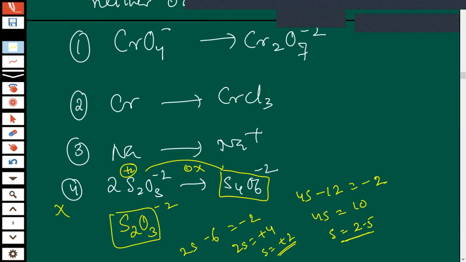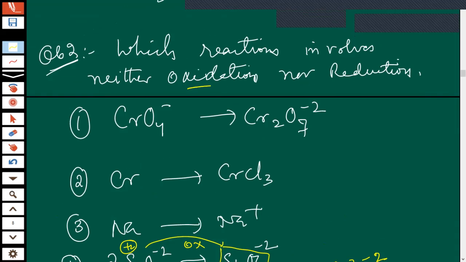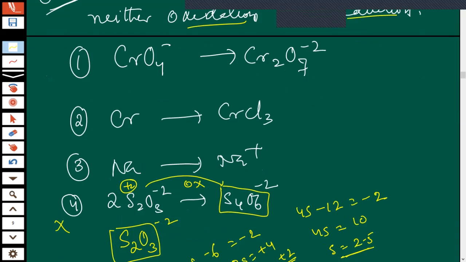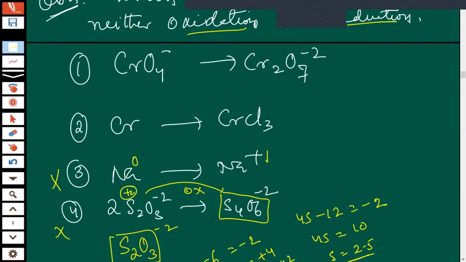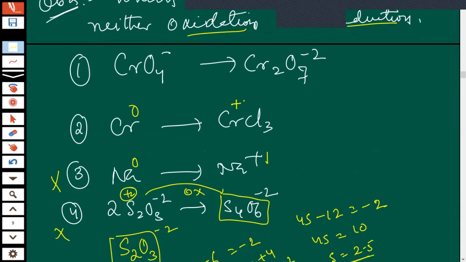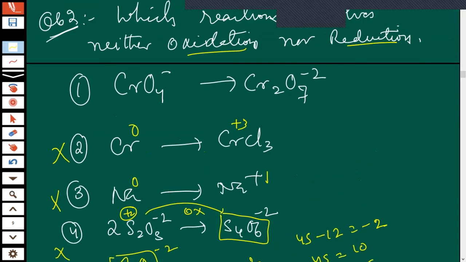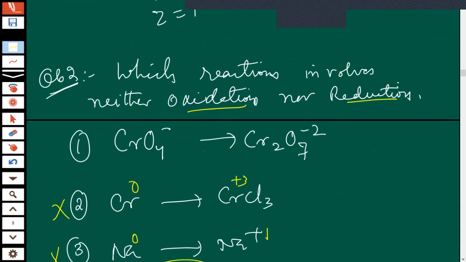They told us neither should be oxidation nor reduction. Here it is 0, it is plus 1, so oxidation is going on. Here it is 0, here it is plus 3. Oxidation is going on.